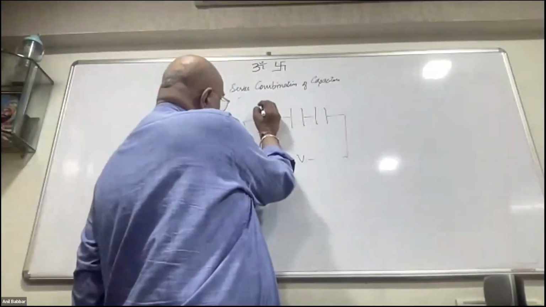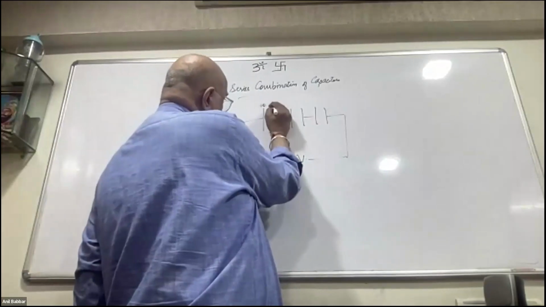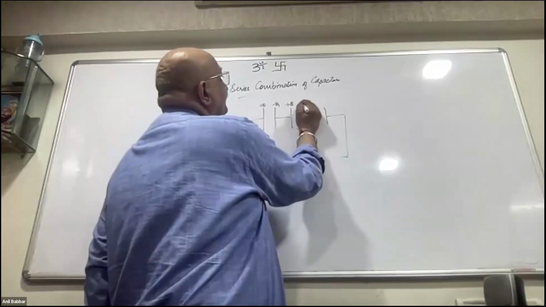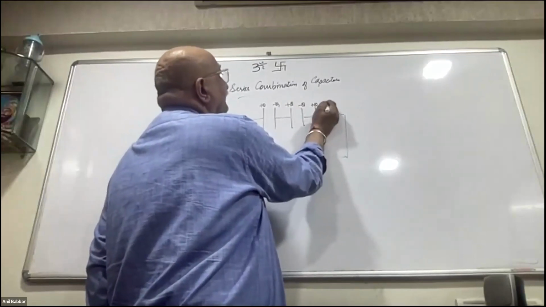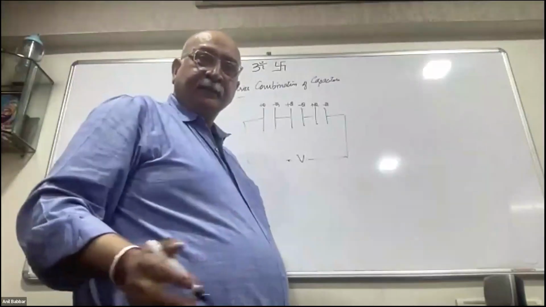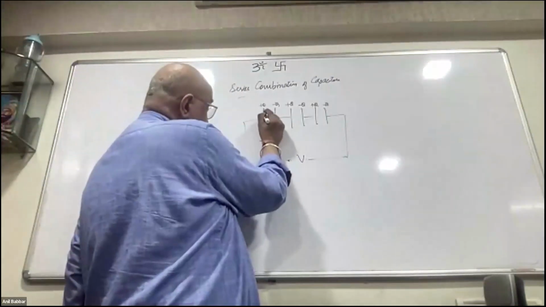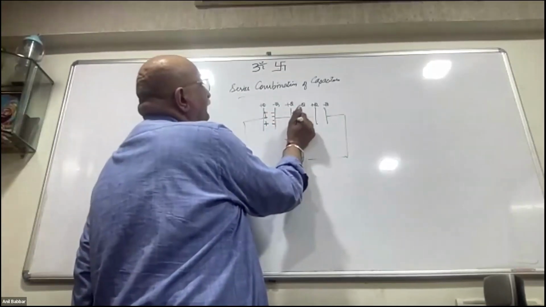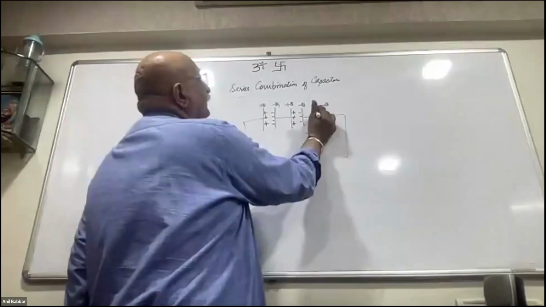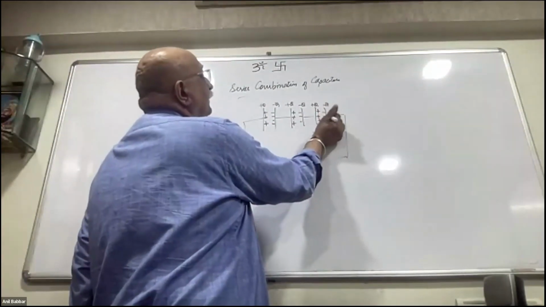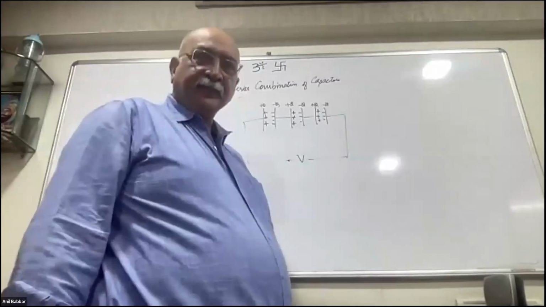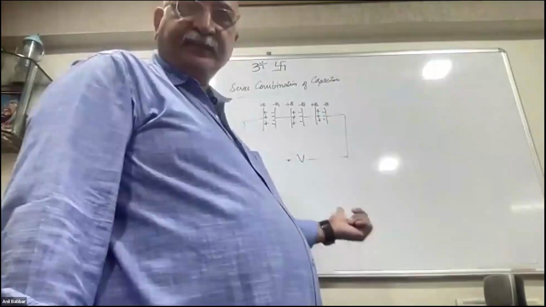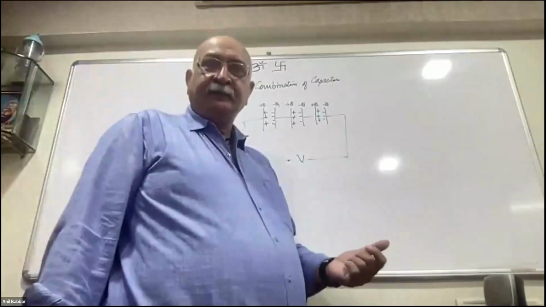So the positive charge is there, let's say plus Q, it will induce negative charge on the other plate. Again plus Q, this is minus Q, plus Q, minus Q, right? So we have positive charge on this plate, negative on this, positive, negative, right? So it is attached to some source of potential. V is across this combination, right?